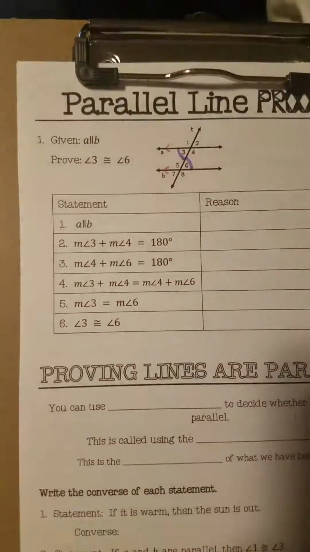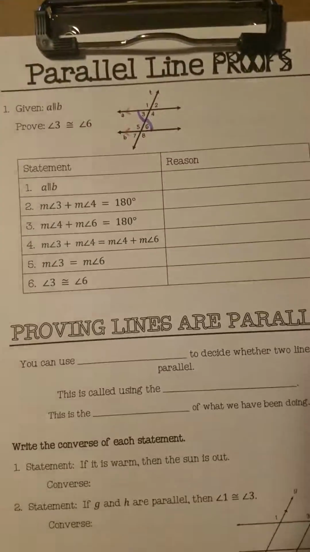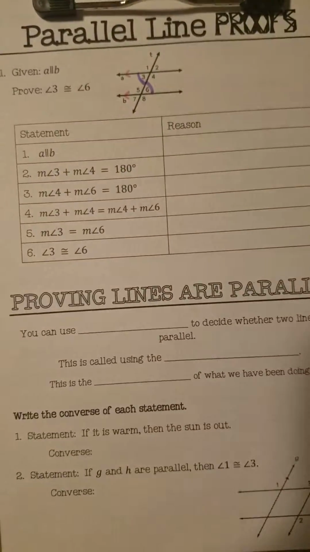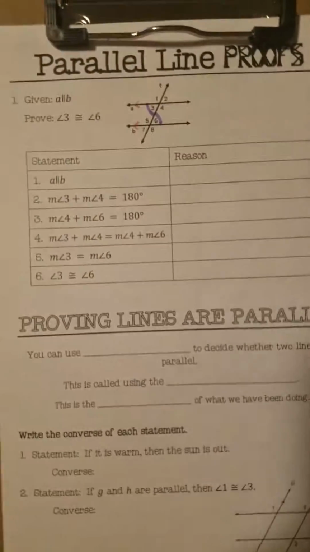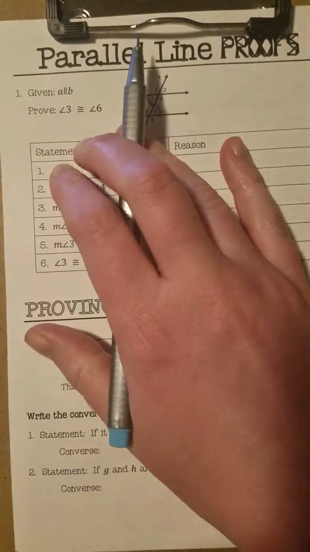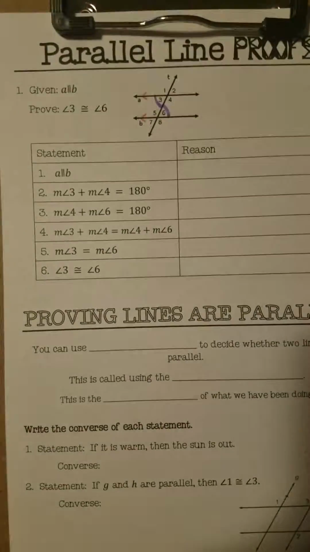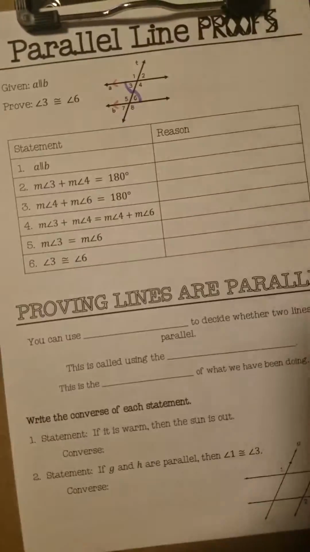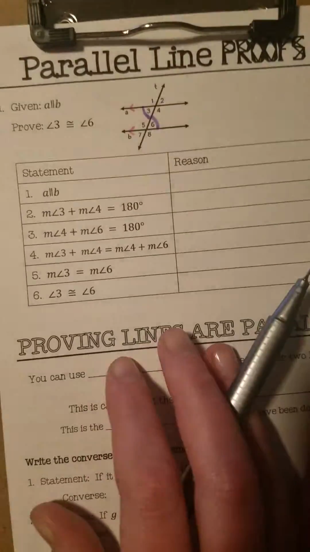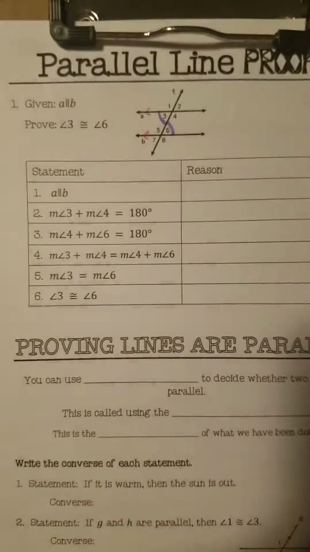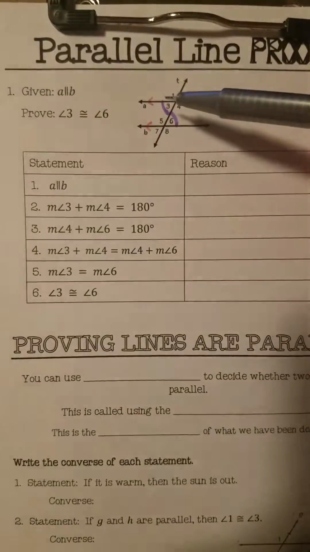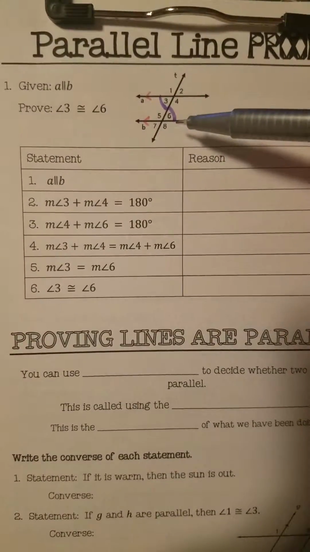Time to move on to parallel line proofs. So these are still geometric proofs, but this is where we want to end up. We want to be able to prove that a line is parallel. First, though, we are going to take this and prove our alternate interior angles theorem.